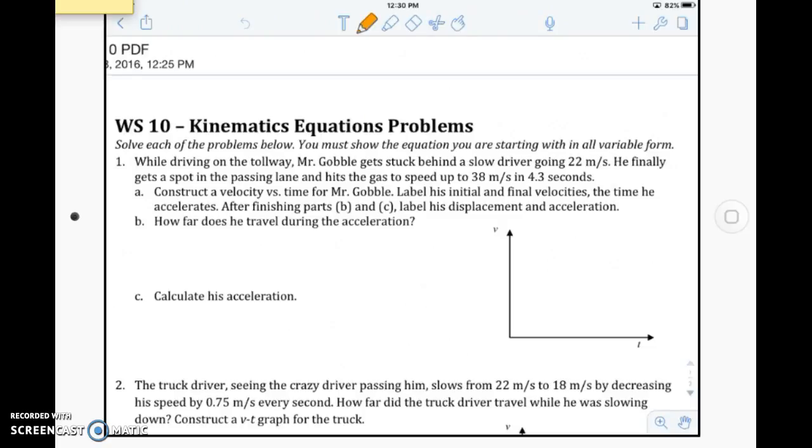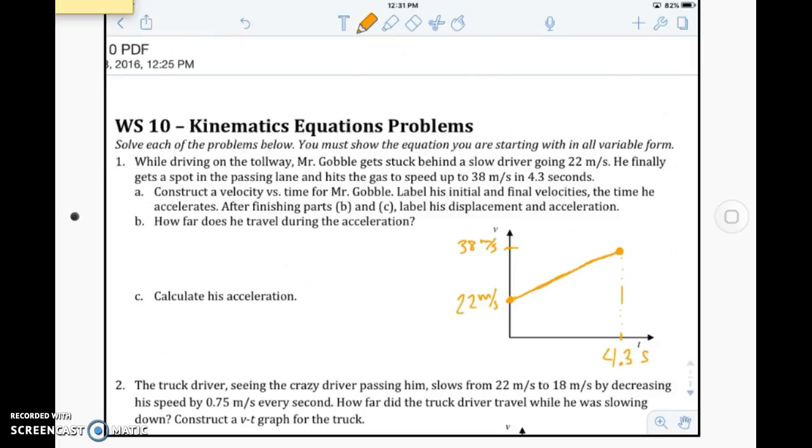Awesome. So we know he starts going 22 meters per second. So let's just pick a spot right here. That's going to be 22 meters per second. And he's going to speed up to 38 meters per second. So I'm going to pick that spot to be right here. Label that over here, 38 meters per second. And assuming it's a constant acceleration, the graph's going to look like that. In terms of time, we know that entire time takes 4.3 seconds.